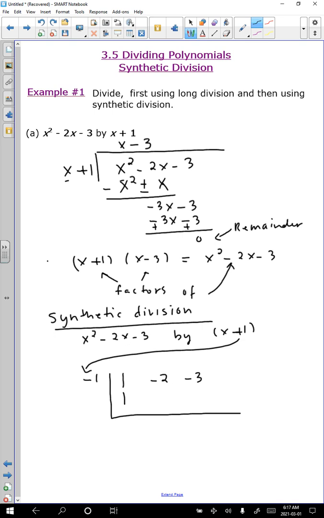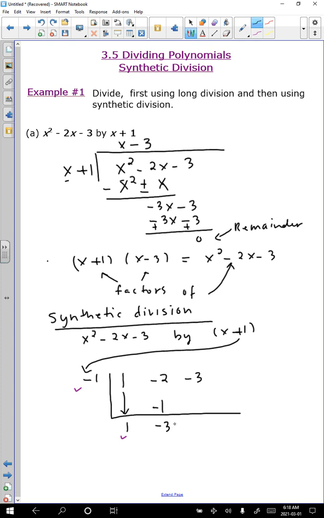And you bring down this first coefficient, write it down here, and multiply the -1 with this one. So -1 times 1 is -1. And then you add the -2 and the -1. -2 minus 1 is -3.